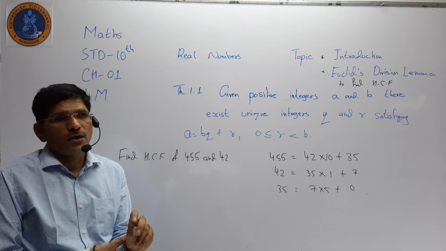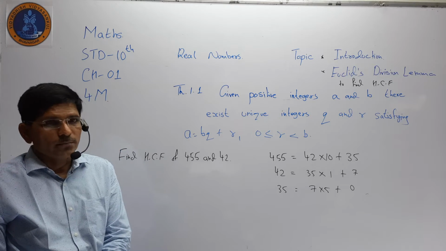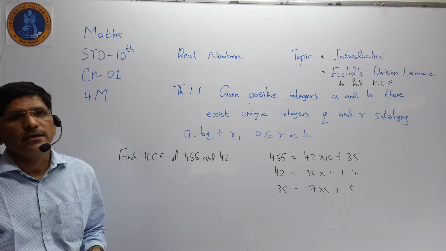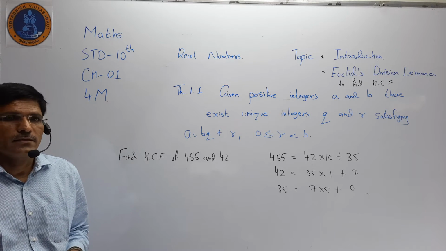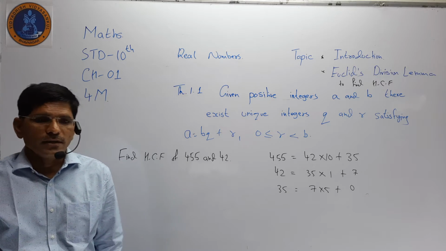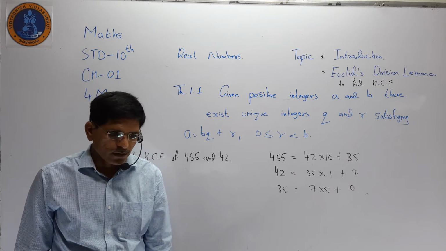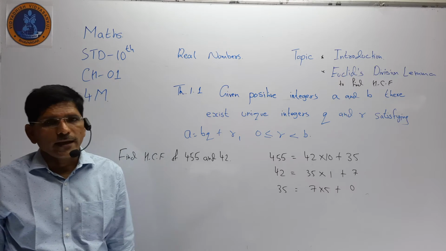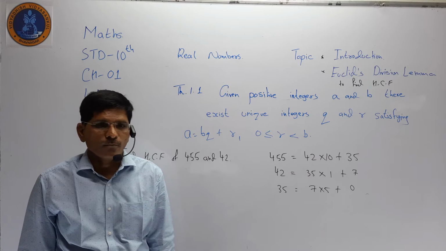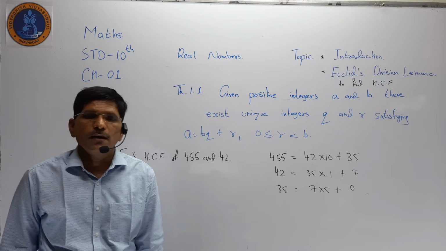In the 9th standard, we have already discussed what is a natural number, whole number, integer, rational number, irrational number, and real number. We can say the union of rational numbers and irrational numbers is the real numbers, symbolically represented by capital R.